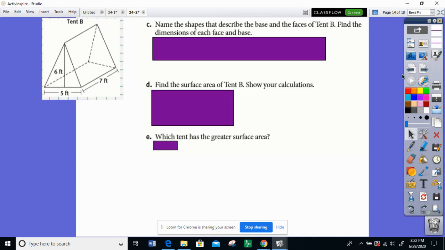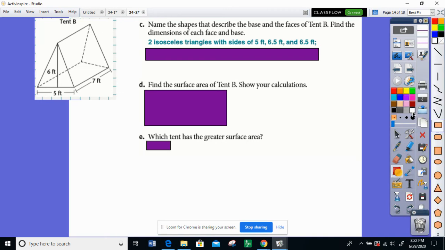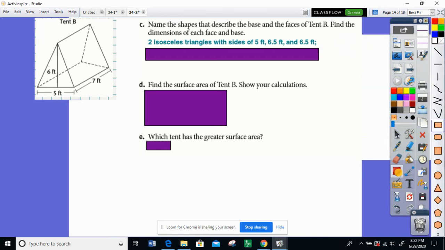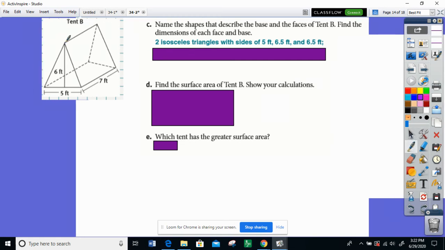Now we're going to look at tent B. So what shapes describe the base and the faces of tent B? Well, we've got two isosceles triangles that we already found the area of. Two isosceles triangles with sides of 5 feet and 6.5 feet. So let's look at how they got the 6.5 foot lengths right here. Well, as you can see, this height, 6 feet, is perpendicular to the base of 5 feet. So that gives us a right triangle.